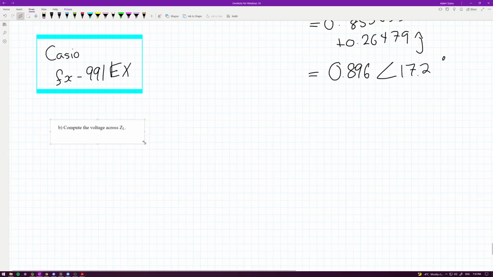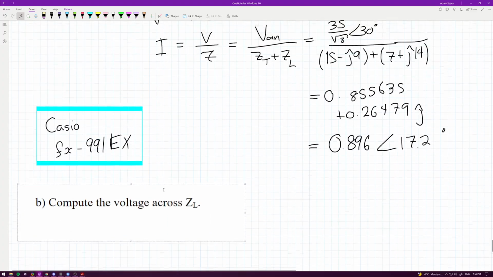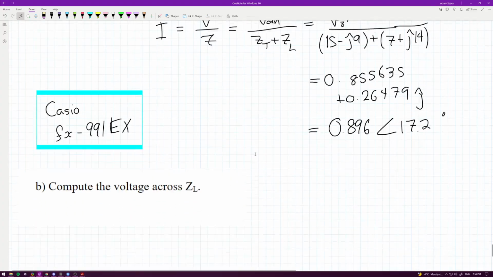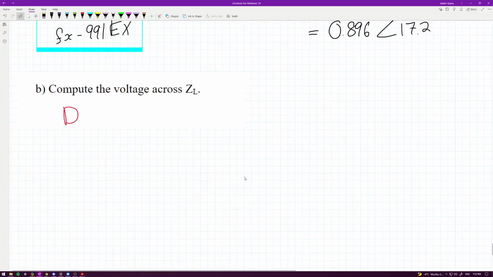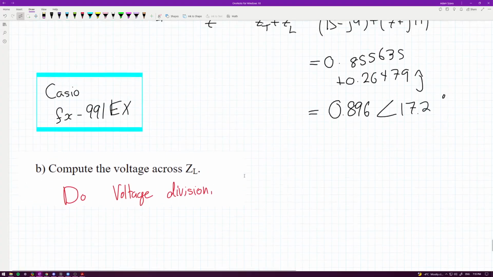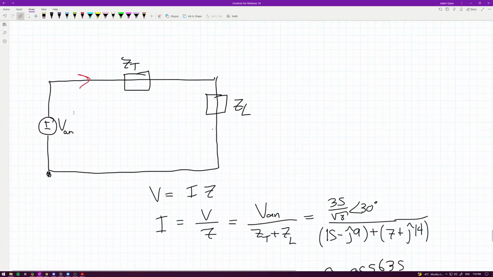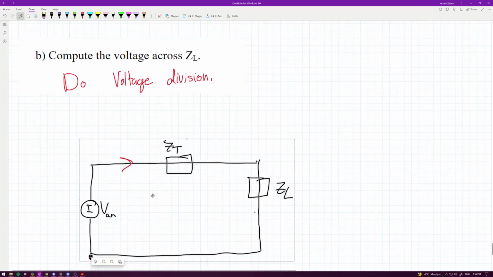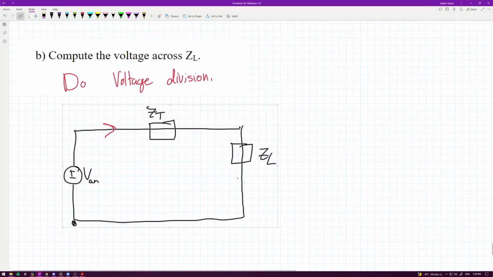So compute the voltage across ZL. What you do to do that is you just look at the circuit again and you do voltage division. You know the source, you know these two impedances, so you just do voltage division to figure out the voltage across this source. So I'll just say do voltage division, right? From this circuit. I'll just move it here so you can see it. There we go. You know everything. So, any questions about that?